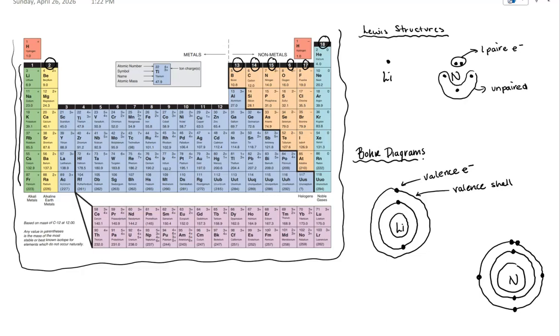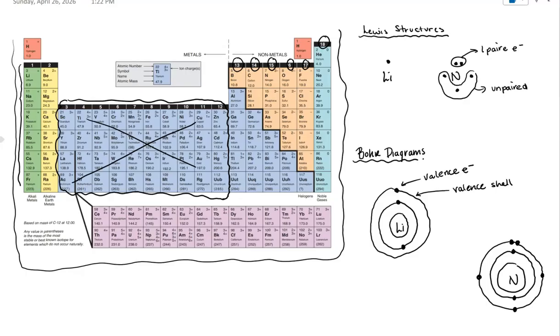Now, something kind of tricky goes on with our transition metals, which are these guys here. We're not going to be focusing on them this year, and you don't have to worry about them. They get a little funky.